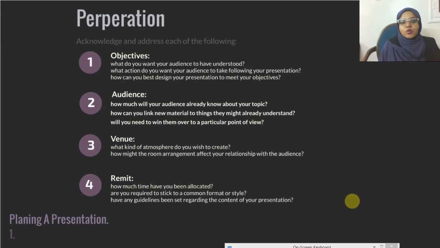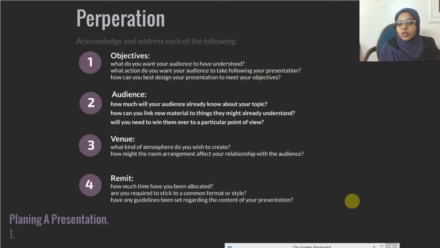So when preparing for a presentation, there are four areas to acknowledge and to address. Number one, the objectives of the presentation. What do you want your audience to have understood by the end? What action do you want your audience to take following your presentation? This will depend on the feedback you gain. And how can you best design your presentation to meet your objectives? Remember that a presentation is a communication. So you have a message, you have a sender, you have a receiver, and you have a feedback.